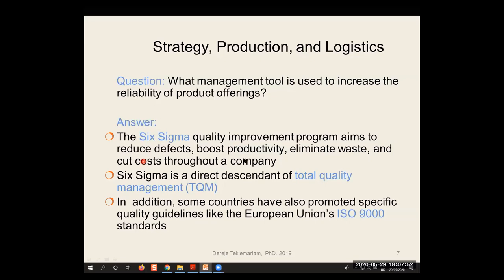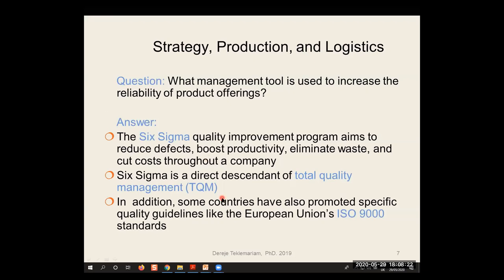It boosts productivity, eliminates waste, and also helps to cut costs throughout the company. This is one option, but there are a number of options that management can use to really increase reliability of products and production supply. Definitely, it is an evolved outcome of TQM. TQM is a relatively older concept compared to Six Sigma, the total quality management approach.